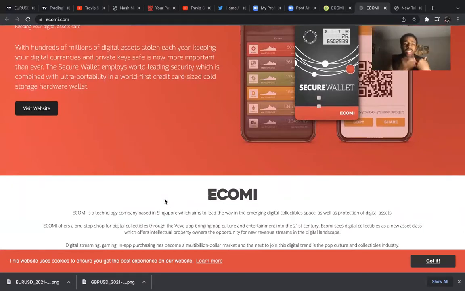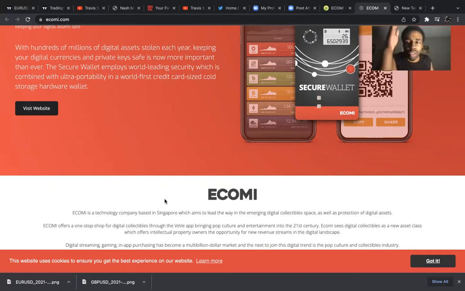But Ecomi is a technology company based in Singapore, which aims to lead the way in the emerging digital collectible space, as well as protection of digital assets. Ecomi offers a one-stop shop for digital collectibles through the VeVe app, bringing pop culture and entertainment into the 21st century.